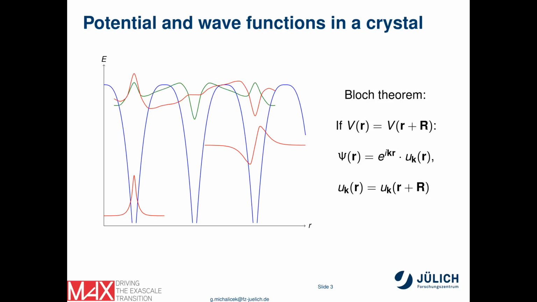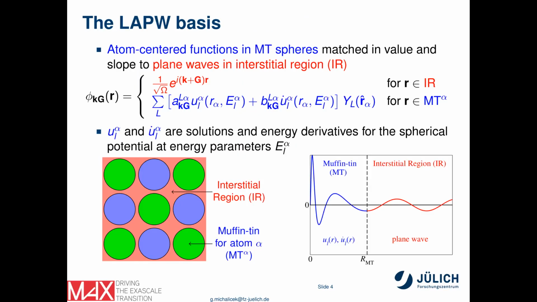Of course the representation of these valence electrons has to comply with the Bloch theorem. So it means that we have to have some factor of some Bloch phase with some periodic functions u_k of r. So let us have a look at how the LAPW basis actually covers such a representation.